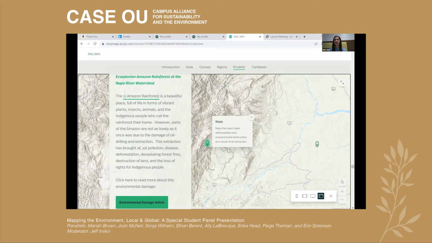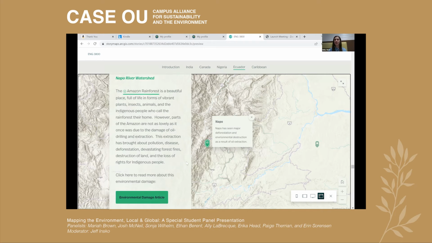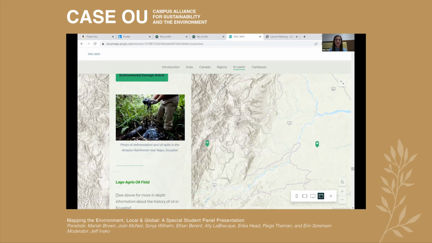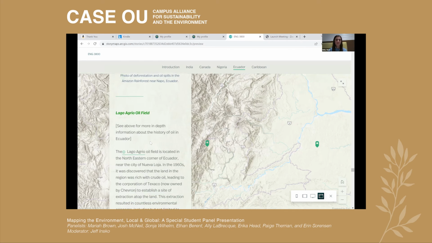That's one thing I really like in our class that we get to focus on: how does extraction and companies coming from other countries and taking root in Ecuador to extract oil affect the people living there, and what can we do about it to help? So you could scroll down. I think here's another photo.